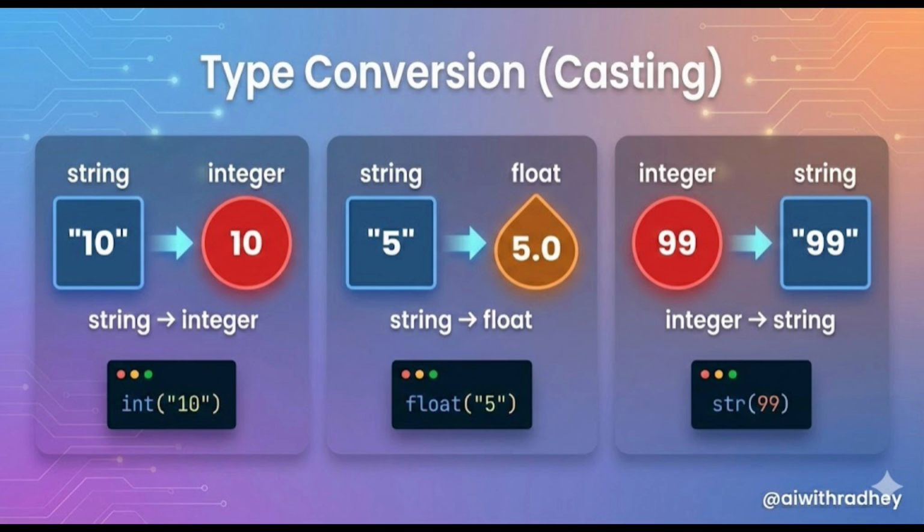Sometimes in Python, we need to change one data type into another. This process is called type conversion or casting. For example, int("10") takes a string and converts it into the number 10. float("5") turns a string into a decimal value. And str(99) converts a number into text. Casting is helpful when your program needs a value in a specific format, like turning user input into numbers before doing calculations. It's simply transforming data so Python can use it the way you need.